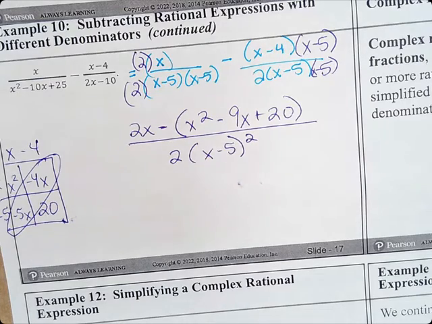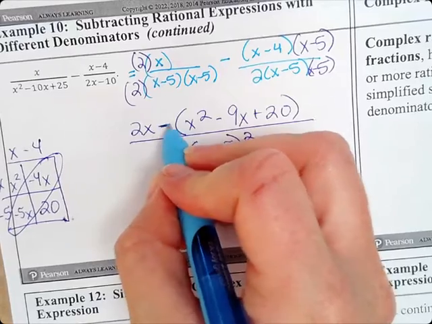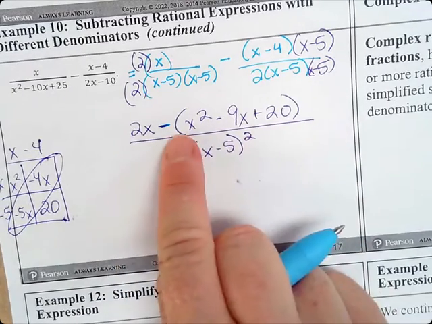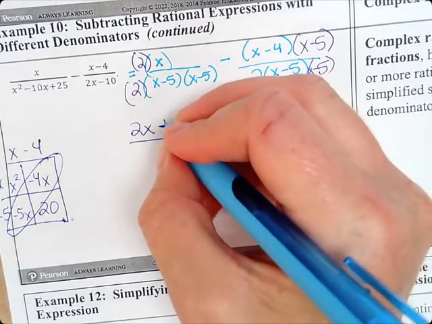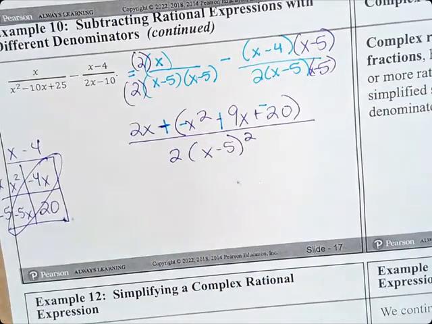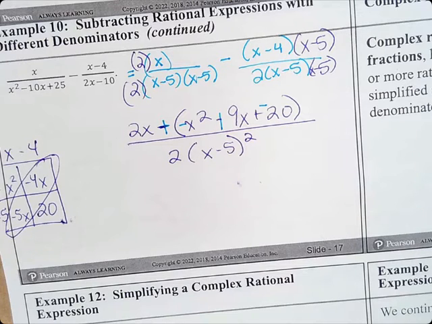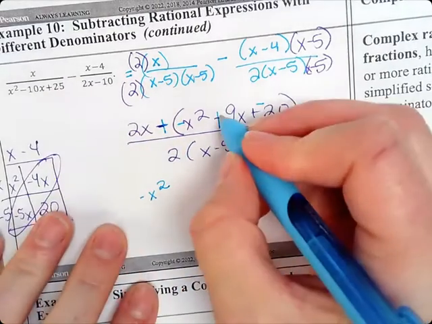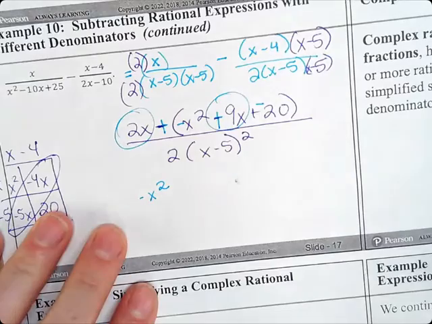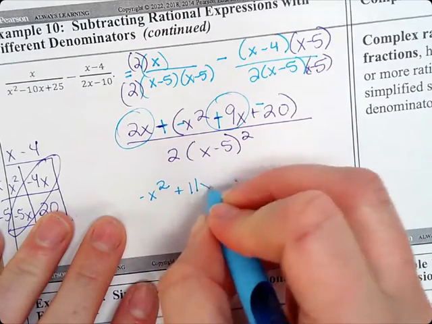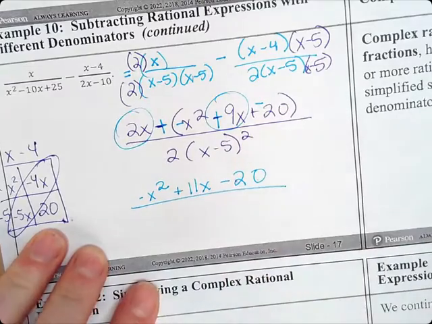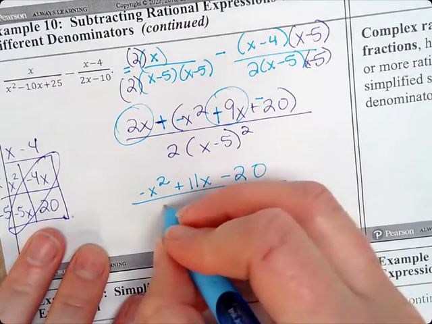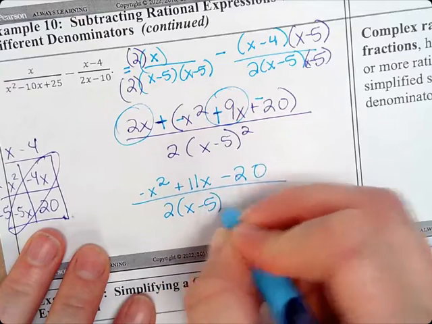All right, I need to simplify the numerator now. So I have this minus here. So I really need to change the sign of everything inside. So I'm going to change this and then change all the signs like that. And then I'm going to write it in descending order. So this negative x squared is first. Then I have 2x plus 9x, 11x, and then minus 20. And then I have 2 times x minus 5 squared.